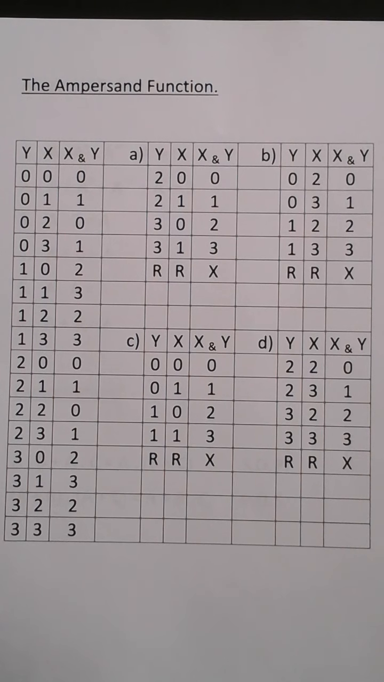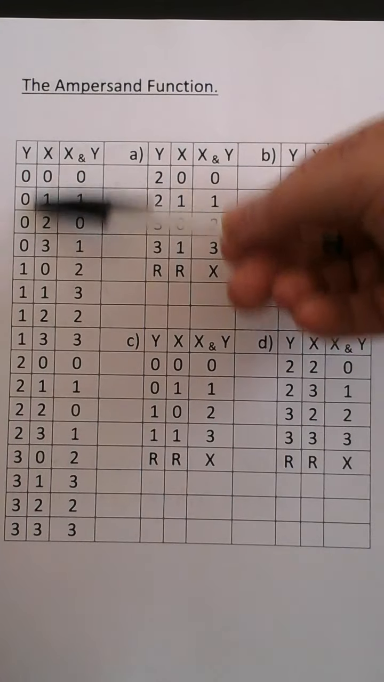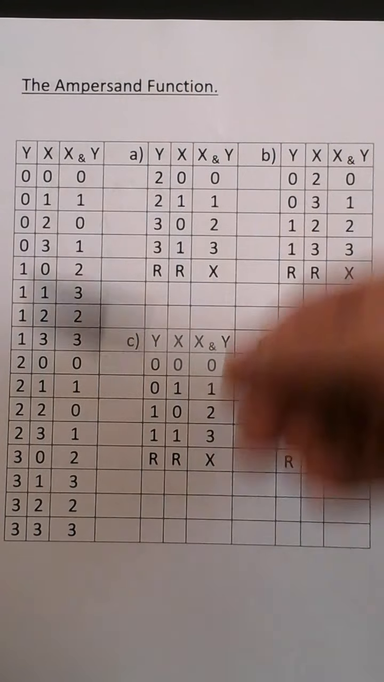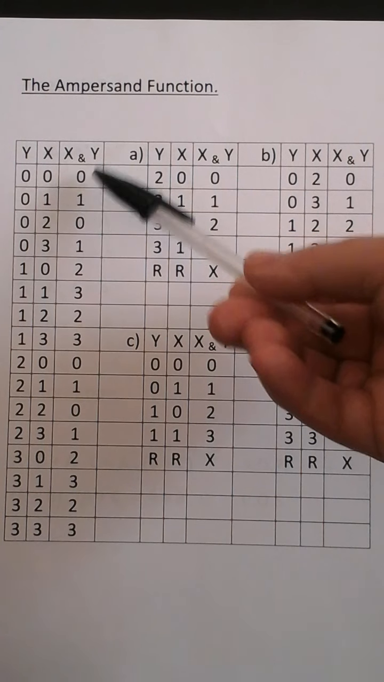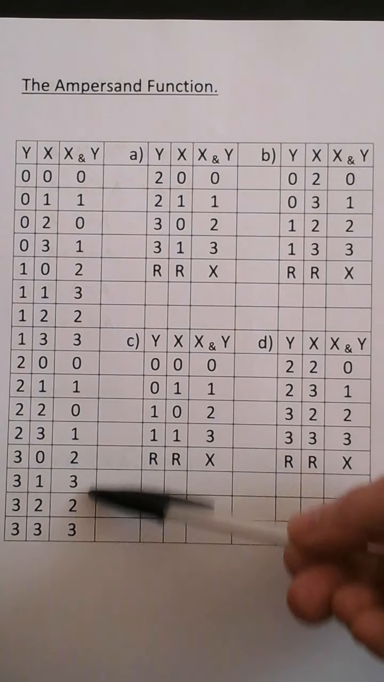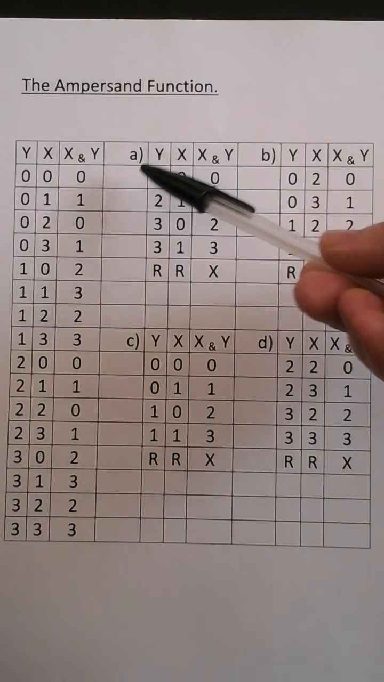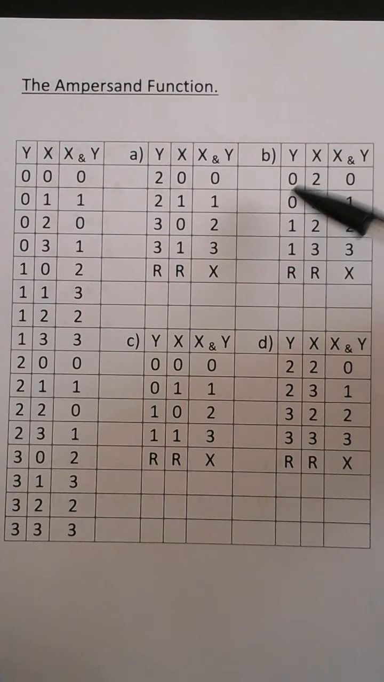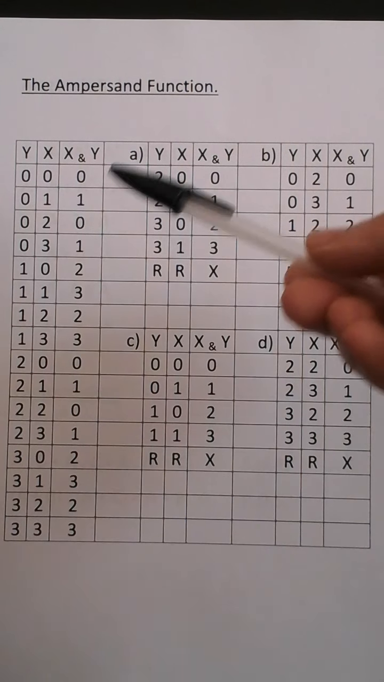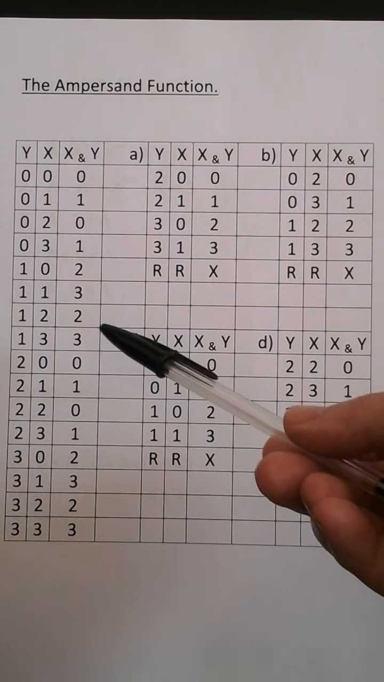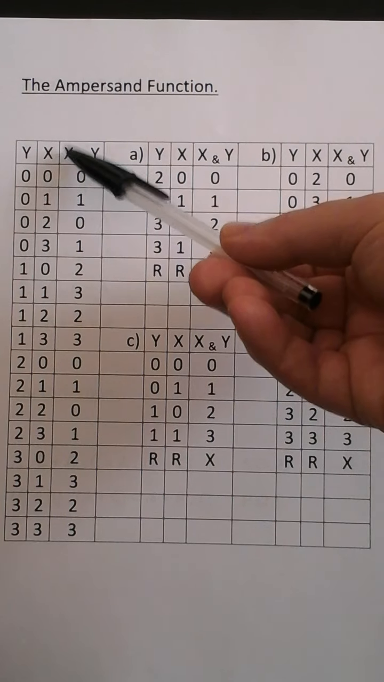This is the ampersand function. It's a 2-input function only. I've labelled it X and Y, these are the inputs. This is X ampersand Y, so this is the output, and I've split it up into 4 tables, A, B, C and D. Now this function is non-commutative, which means that X ampersand Y isn't the same as Y ampersand X.